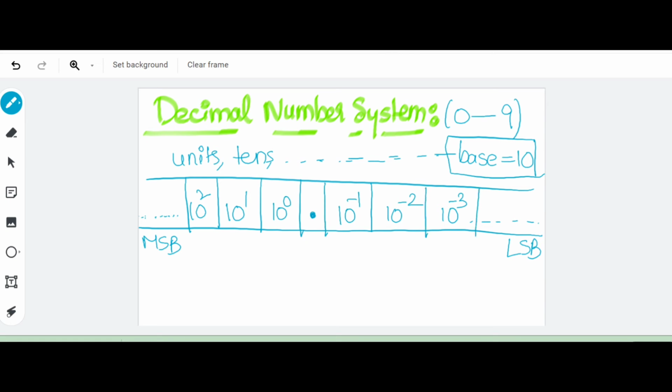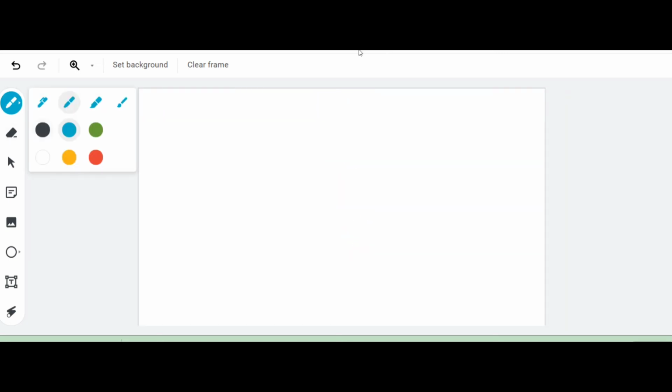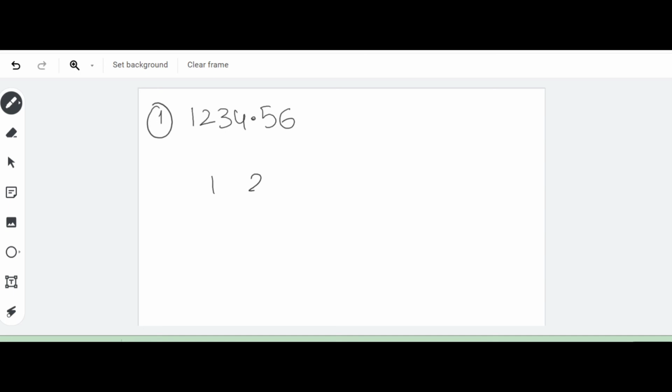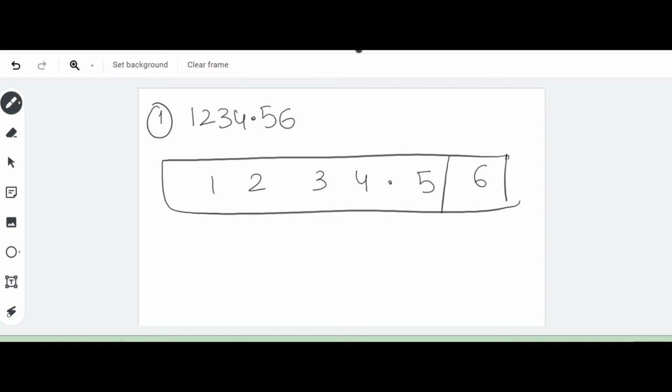I hope till now everything is clear. Now let's take a quick example and work through the concept. It is a very silly concept, like proving whether it is correct or not. Let me take a very simple example, that is 1234.56, and I am writing the powers of 10.